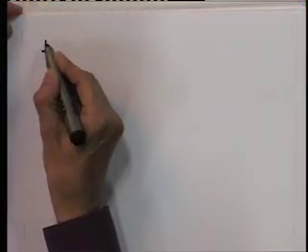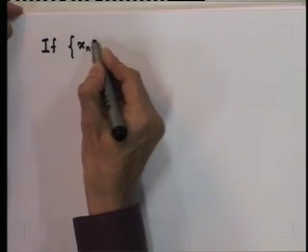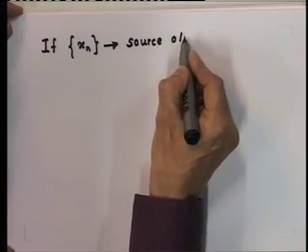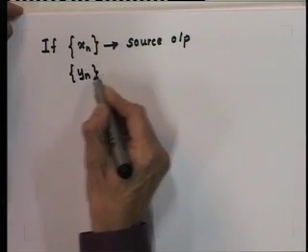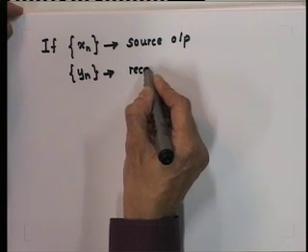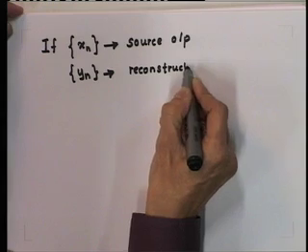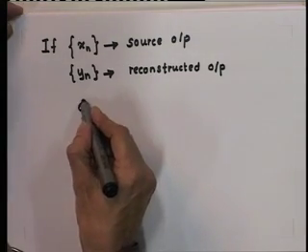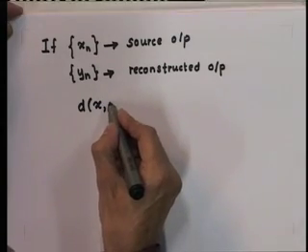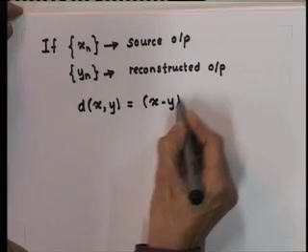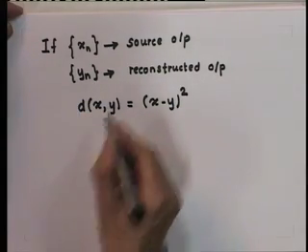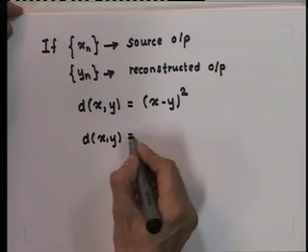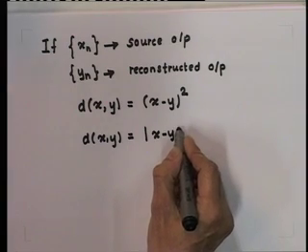So, if we denote x n as the source output and y n as the reconstructed output, then the squared error measure is given by d of x, y is equal to (x minus y) squared, and the absolute difference measure is given by mod of the difference between x and y.